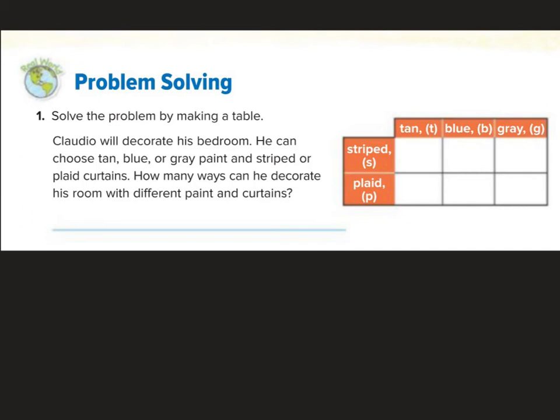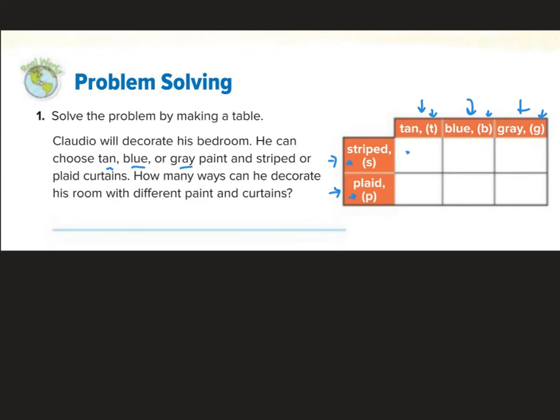Okay, here we have to solve the problem by making a table. Claudio will decorate his bedroom. He can choose tan, blue, or gray paint. Notice they're right here on our table. And striped or plaid curtains. And those are right here on our table. How many ways can he decorate his room with different paint and curtains? So notice in parentheses they say tan is T, B is blue, G is gray, S is striped, P is plaid.